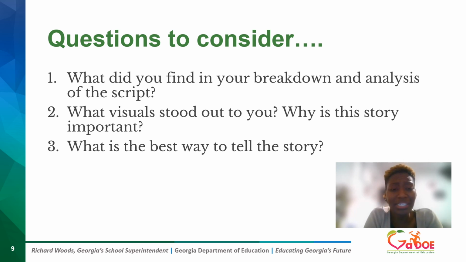Ask yourself, what did I find in my breakdown of my analysis? And what does this mean? And how can I bring that to life visually on stage? Number two, what visuals stood out to you? And why is the story important? How does the setting and what we see on stage help to enhance the story? What is the best way to tell the story? And how does the setting or the layout of the stage, your set design, help to enhance or complement the story that is being told?